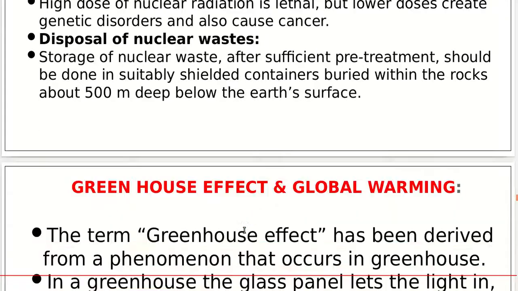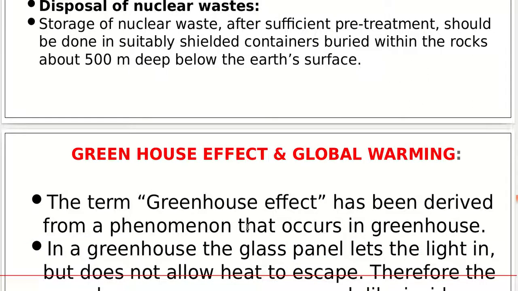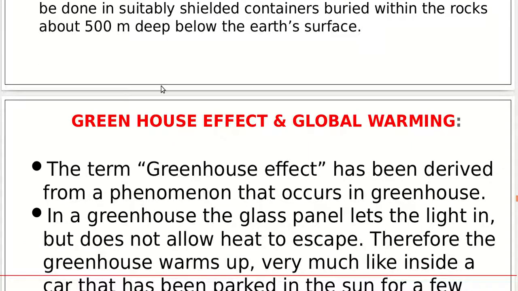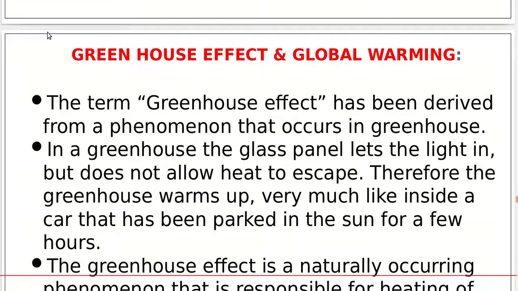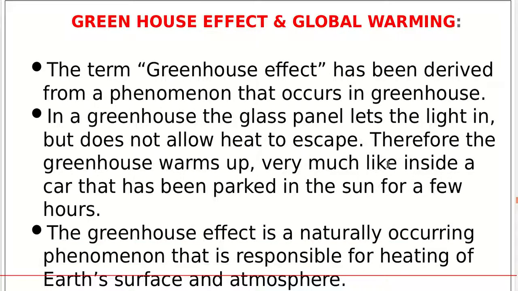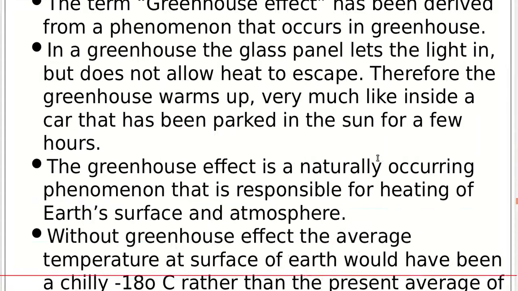So the next topic that we are going to discuss is the greenhouse effect and global warming. The term greenhouse effect has been derived from a phenomenon that occurs in a greenhouse. In a greenhouse, the glass panel lets the light in but does not allow heat to escape. Therefore, the greenhouse warms up very much like the inside of a car that has been parked in the sun for a few hours. The greenhouse effect is a naturally occurring phenomenon that is responsible for the heating of Earth's surface and atmosphere.